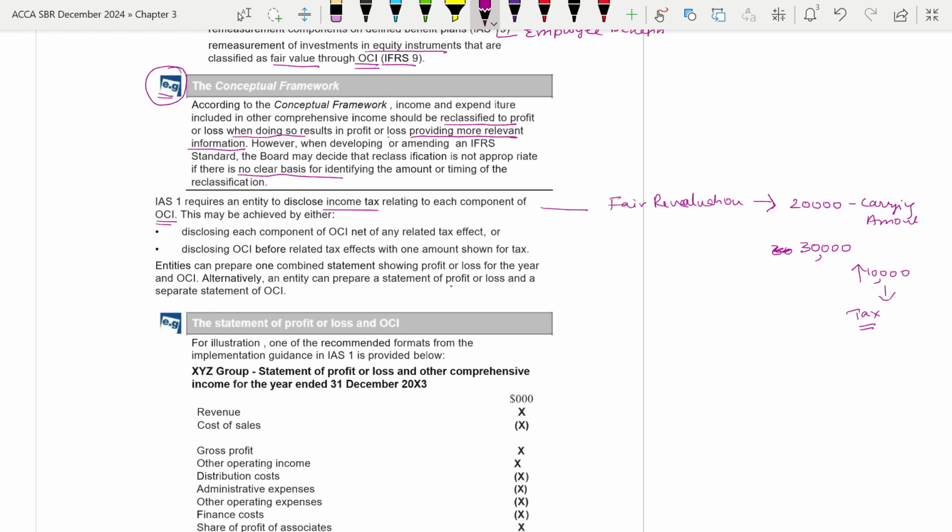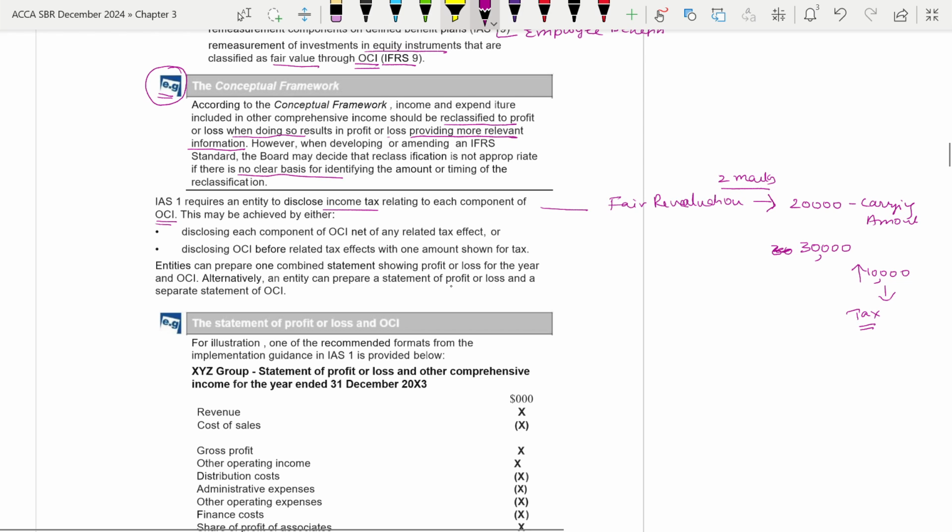Okay, a small summary I am giving. In the examination, they will give you only this much, and this will constitute 2 marks. This adjustment in one full question will be like this. They have a carrying amount. They have made the revaluation. The value has been increased to 30,000. 10,000 is the revaluation gain, and on the revaluation gain, you have to calculate the tax.